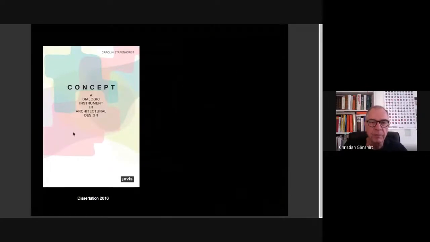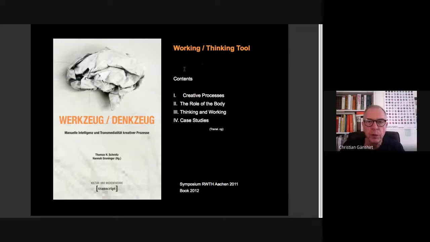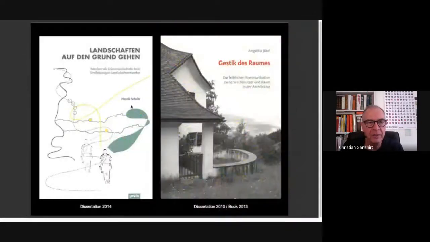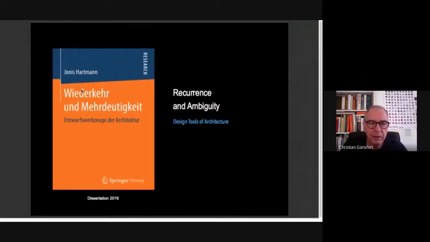Other researchers wrote PhD dissertations on concept as an instrument in architectural design, or on working and thinking tools, or on the relation between science and design, which is quite complicated. This researcher is a landscape architect. He produced a beautiful book of his dissertation on hiking and walking as a method of landscape design. And this architect, Angelika Jäckel, produced a PhD dissertation on gestures in space, trying to better understand how gestures can be used to express and also to analyze spaces. Johannes Hartmann produced a PhD on recurrence and ambiguity as design tools.